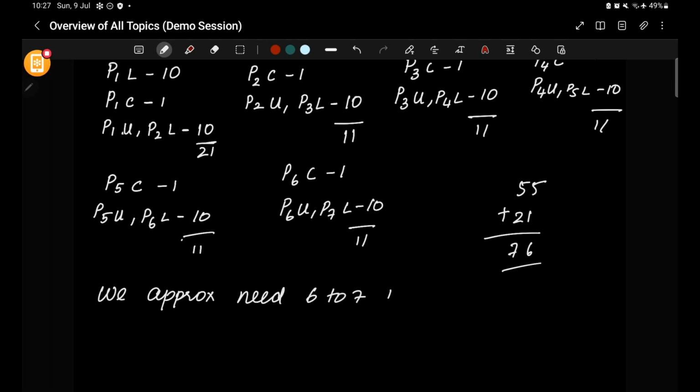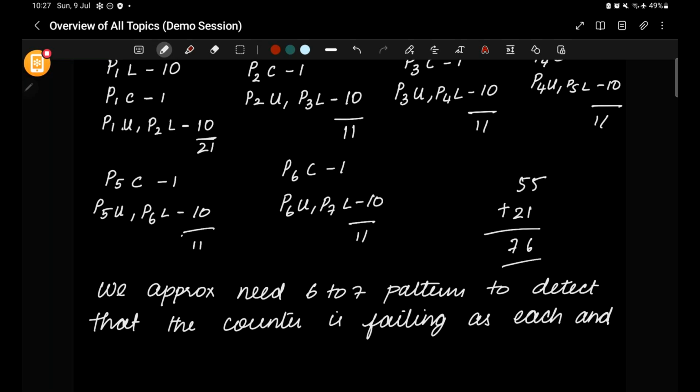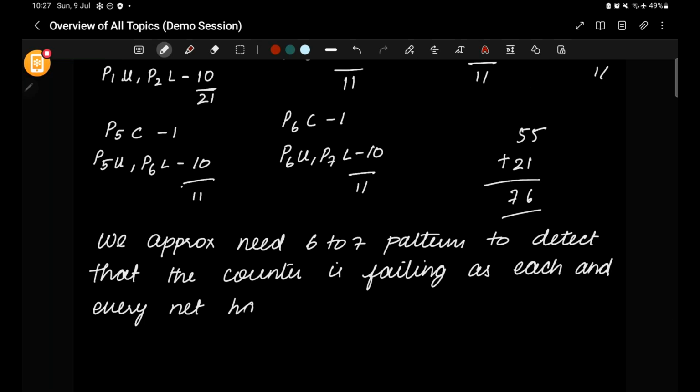So we approximately need 6 to 7 patterns to detect that the counter is failing, as each and every net has to be toggled and observed. Toggle and observe. So as we have more controllability and observability on our design, we require fewer clock pulses to tell that our counter, our design, is failing.